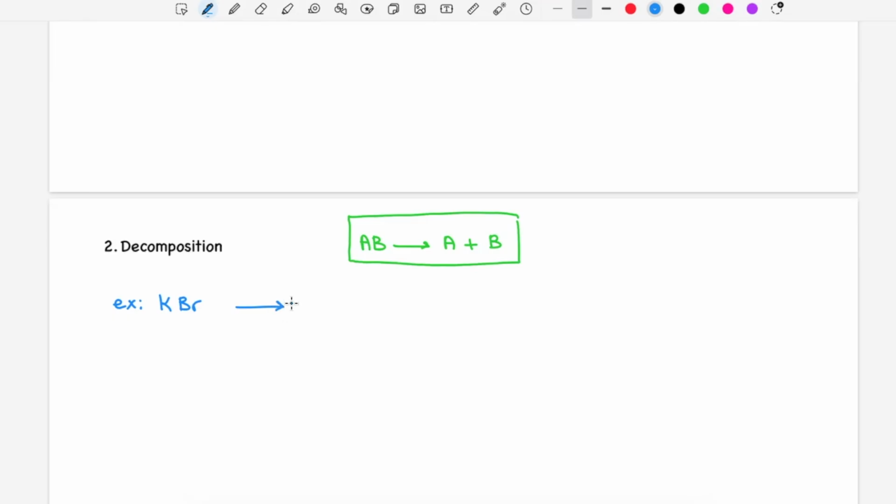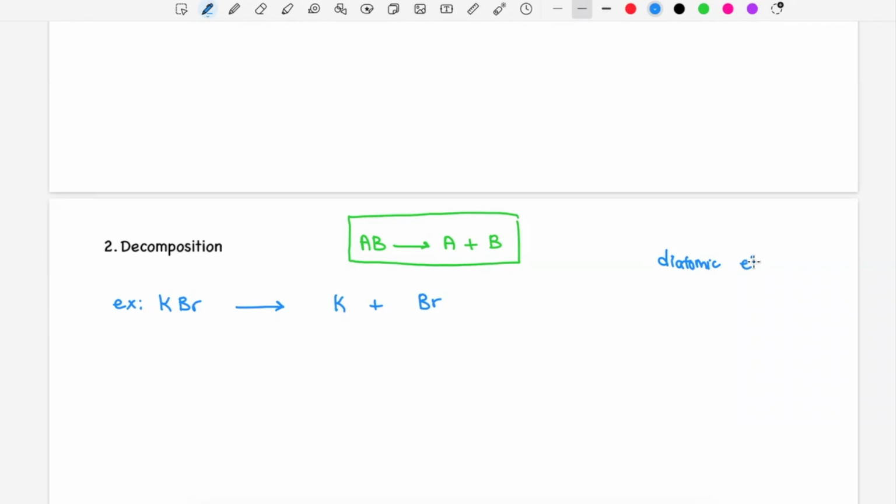So there's no way you can make another compound out of this. So it can only break down to its own elements. So the elements are potassium and bromine. However, certain elements are always in the diatomic form. So the diatomic elements are the ones that are never sitting on their own. When they're sitting on their own, they always have a subscript of 2. There's always 2 of them combined together.